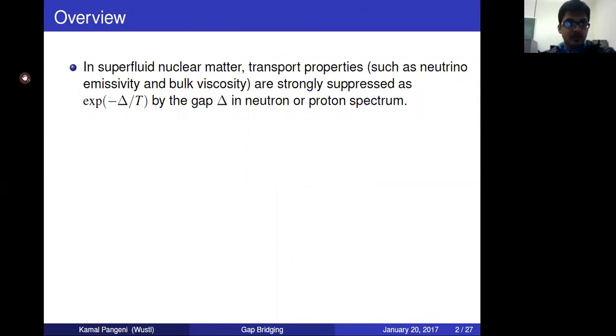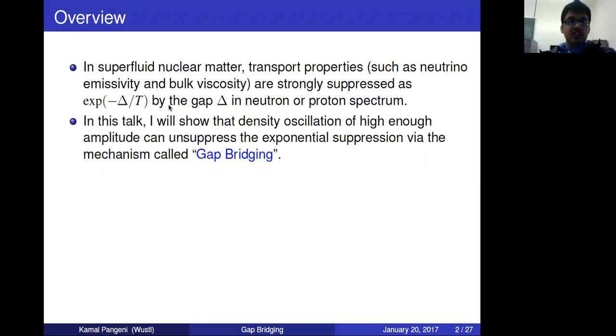In superfluid nuclear matter, transport properties are exponentially suppressed by the exponential of the gap over the temperature. Now, one way to reduce the suppression would be to increase the temperature. But the question we want to ask is: is there another mechanism that can overcome this exponential suppression of transport properties in nuclear matter? In this talk, I'm going to show you that density oscillations of high enough amplitude can, in fact, unsuppress the exponential suppression by the mechanism of gap bridging.